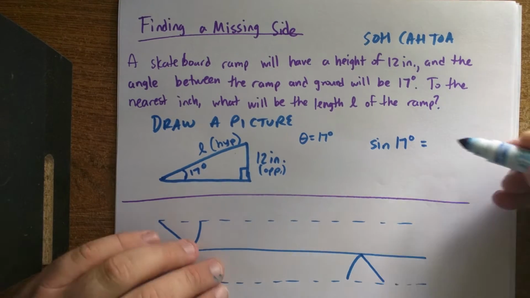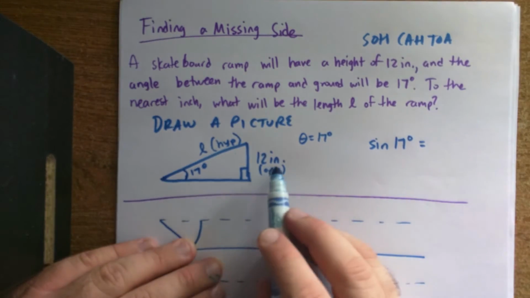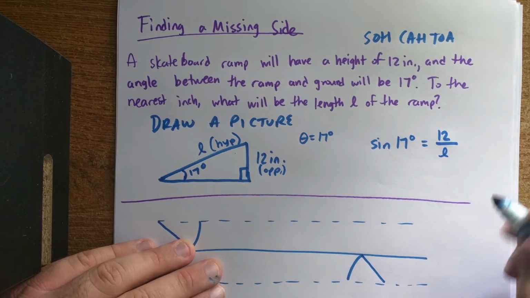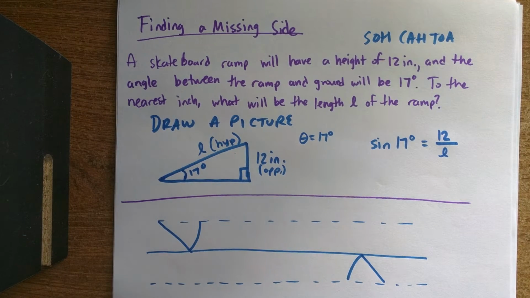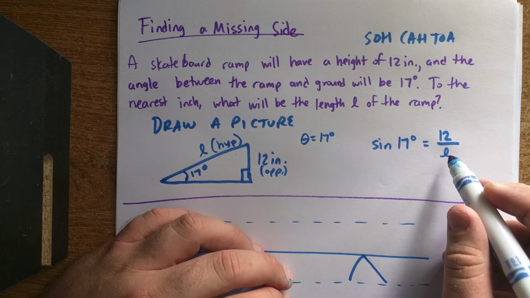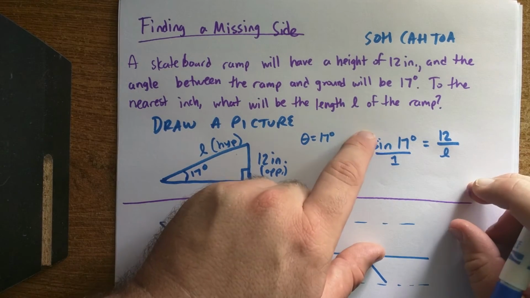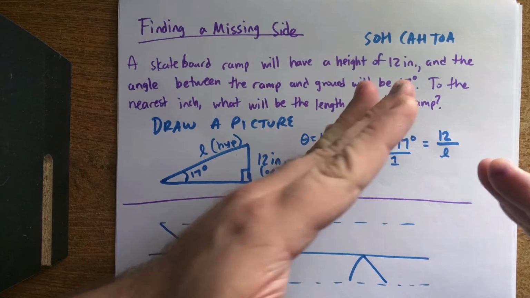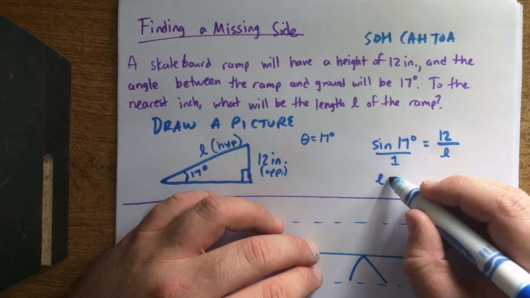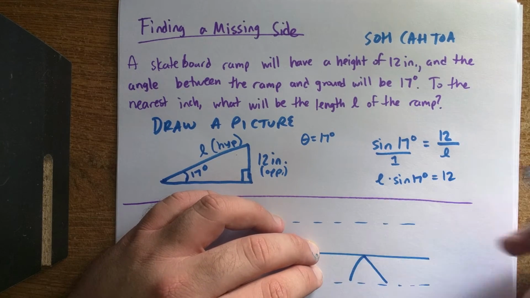Now we're going to set it equal to the opposite over the hypotenuse, because that's what SOHCAHTOA says. Well, the opposite is 12 over the hypotenuse, which we don't know, which is L. So now we have to solve for L. It's a little difficult to solve for L if it's down here, so one thing people like to do is put this over 1, so you have two fractions, and then cross multiply. So you get L times sine 17 degrees equals 1 times 12, which is just 12.